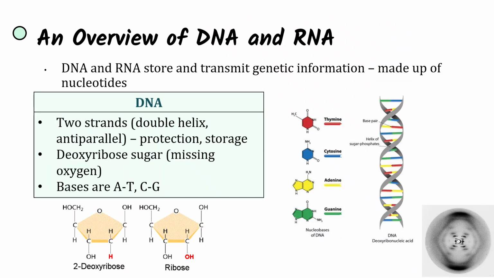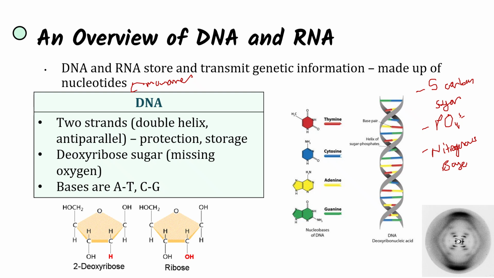First, we need to review DNA and RNA. DNA and RNA store and transmit genetic information, and they're nucleic acids made up of nucleotides, that is their monomer or building block. Nucleotides consist of three parts. There's going to be a 5-carbon sugar, a phosphate group, and a nitrogenous base. And together, these are going to form the two strands of DNA that you see here.